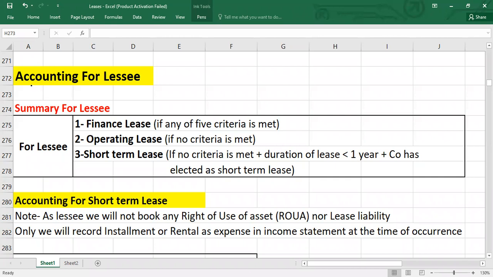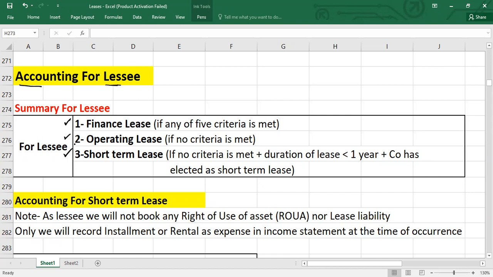Today we are going to talk about accounting for lessee, and especially I'm going to talk about accounting for short-term leases. Under US GAAP for lessee we have three types of lease. One is called finance lease, second is called operating lease, and third is called short-term lease. How can a lessee classify a lease as finance, operating, or short-term? There is a lease classification criteria.